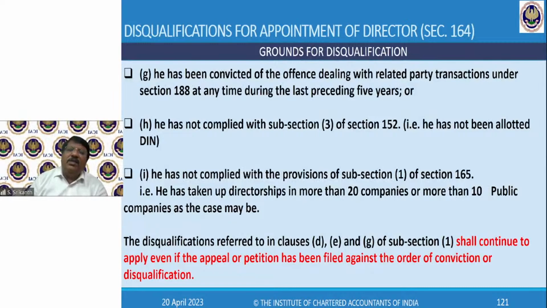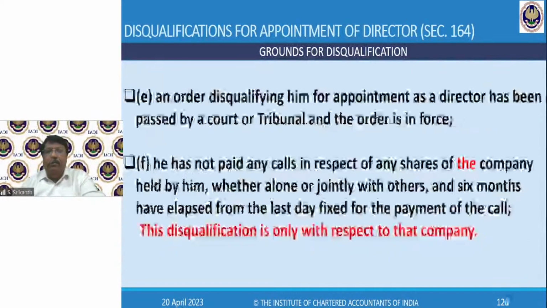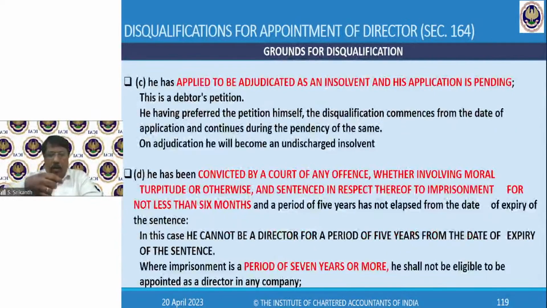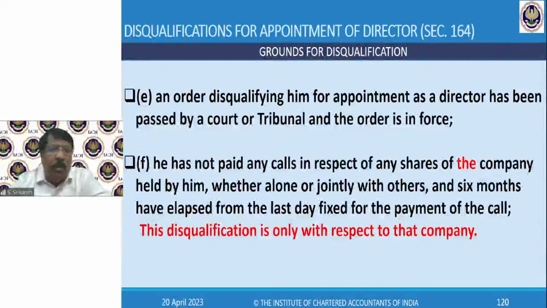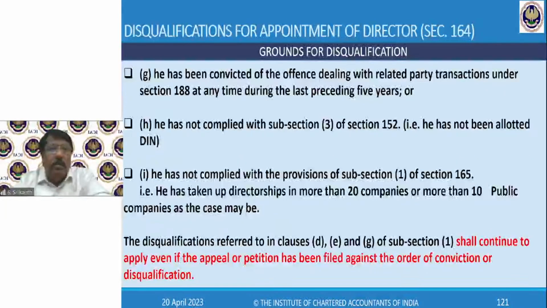The disqualifications referred to in D, E, and G. D, offense involving conviction and sentence of imprisonment. E, a court or tribunal has passed an order. G, he has a conviction under section 188. In these three cases, he can file an appeal or a revision petition.